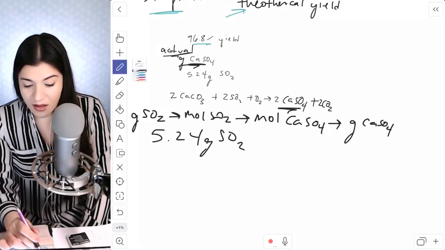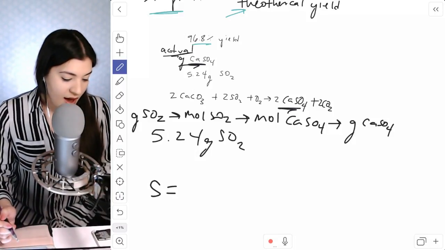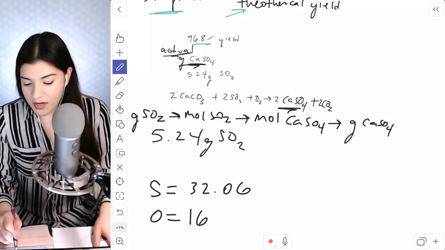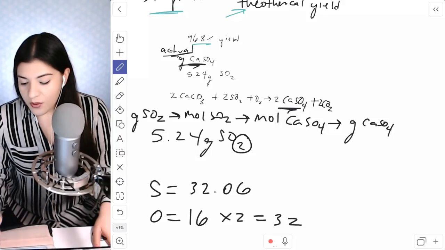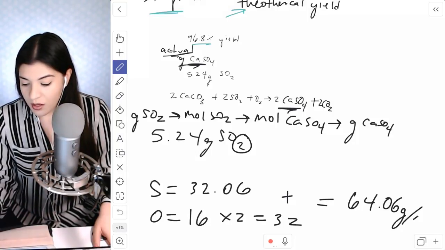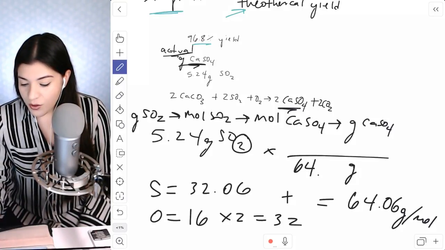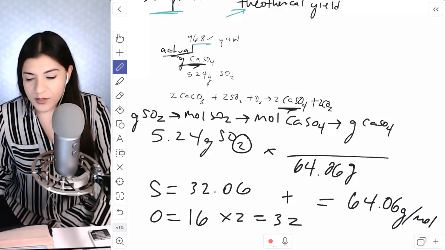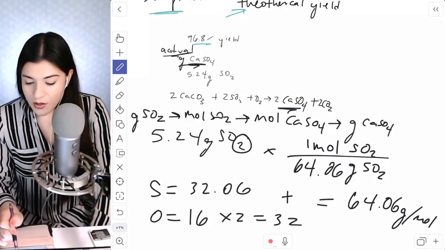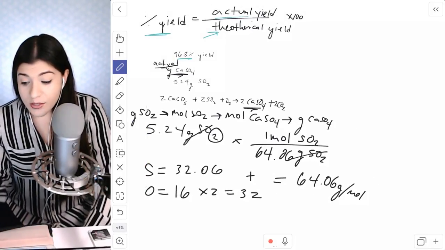So what I need now is the molar mass of SO2. Let's do that separately. Figuring out the molar mass of SO2, sulfur is 32.06, and then oxygen is 16 times that 2 subscript, giving us 32. We add these two together, and that would be 64.06 grams per mole. Then I'm going to align the units across so they can cancel. The 64, or whatever molar mass we get, always goes with the grams, and it's always per 1 mole. This is still of SO2. Your grams and grams of SO2 would cancel. Now we're left with moles of SO2.